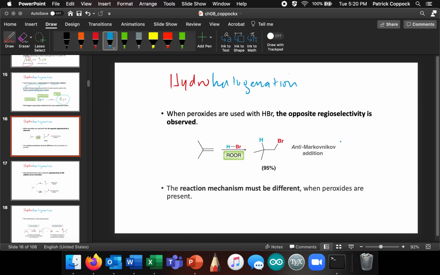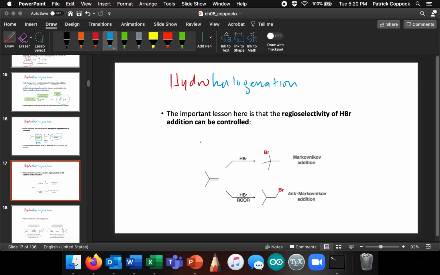Now, if we do HBr in the presence of peroxides, which we're typically going to just write as ROOR, where there are no alkyl groups, you get the opposite: anti-Markovnikov addition in high yield. The reaction mechanism is different for peroxides, but we're going to look at the mechanism for Markovnikov addition. The peroxide mechanism we're not going to study here.